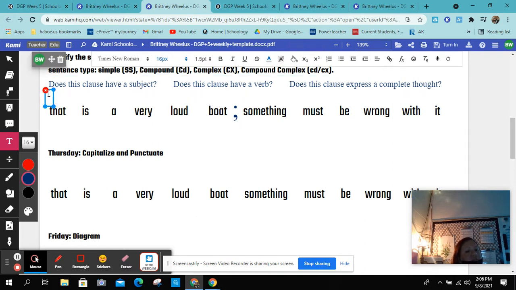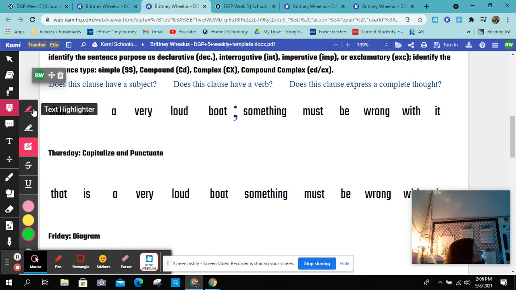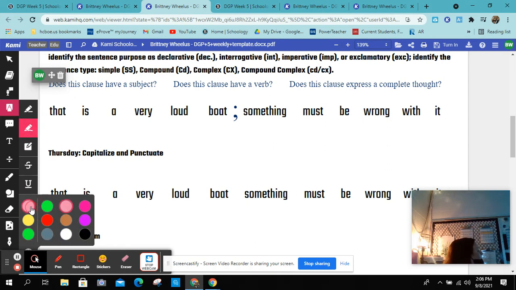Now, what I want you to do is click on this markup button. Okay, on the left-hand side, there is a markup button where it looks like there's a box or a board with a pen. If you click on that, you're going to have the option to text highlight, freehand highlight, or box highlight. Click on whichever one you want to. The freehand highlighter might actually be the easiest to work.